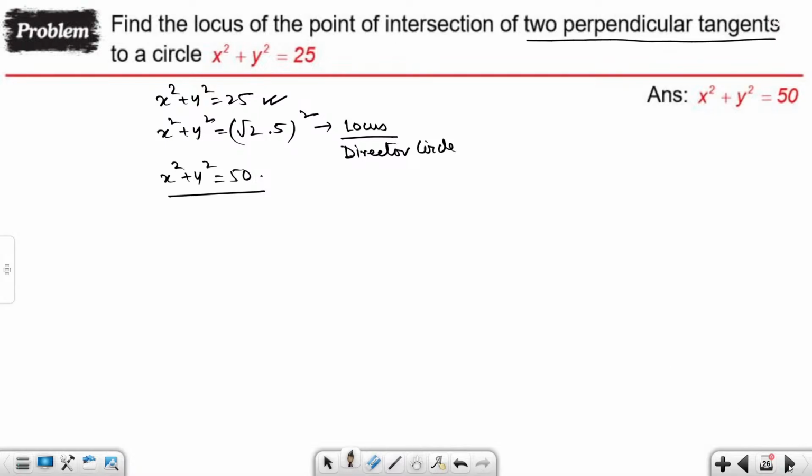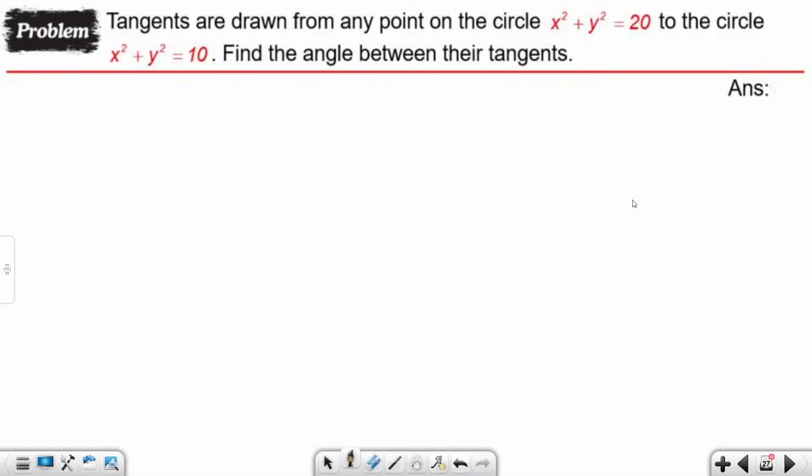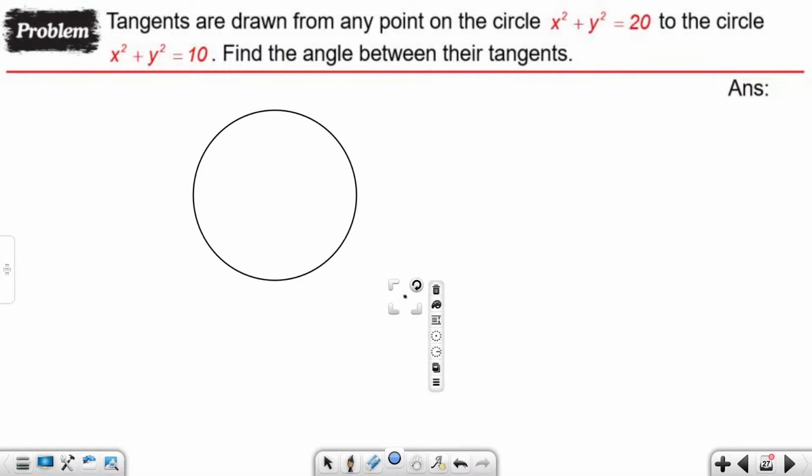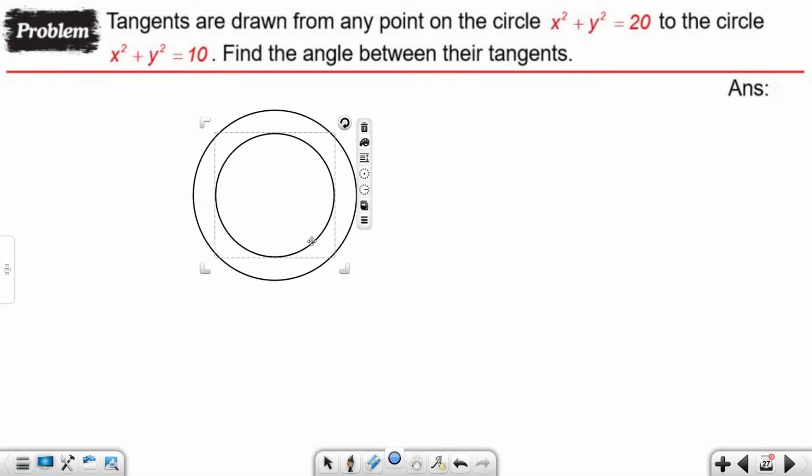Let me take another example. The question is, the tangents are drawn from any point on x square plus y square equals to 20. Okay, let me draw a circle first. So there is a circle whose center is at the origin and radius is root 20. Now there is another circle x square plus y square equals to 10. So again, it will be a concentric circle. So it is going to come somewhere here, right?